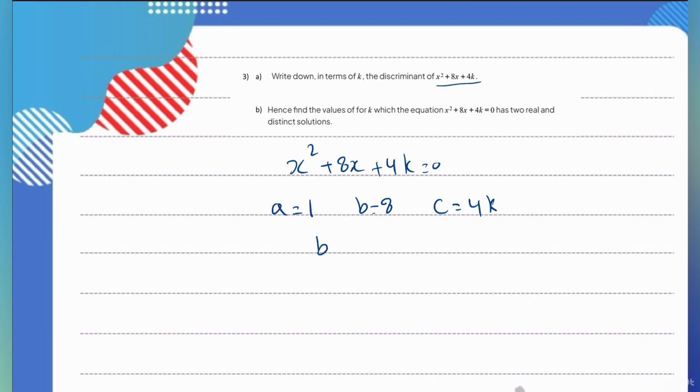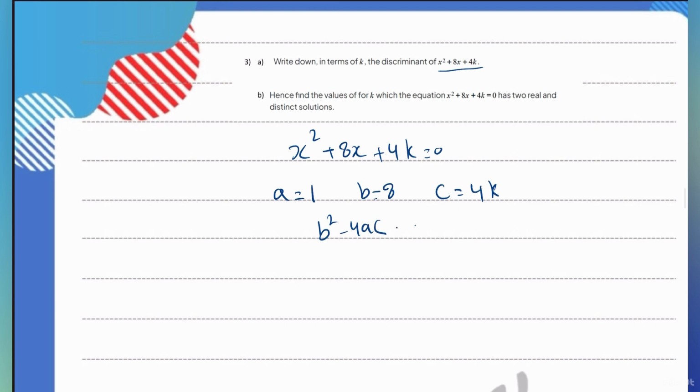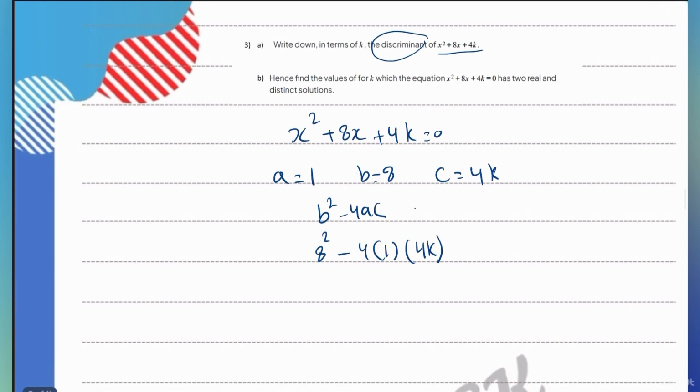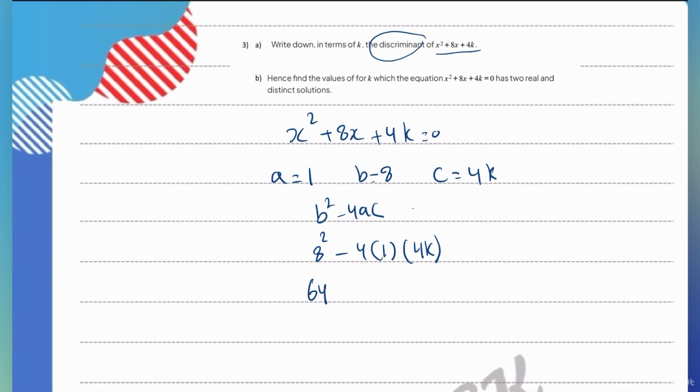After that, I know the discriminant is b power 2 minus 4ac. Take care, there is no need to write an equation here, no need to write equal to 0, larger than 0, or smaller than 0, because he just asked about the discriminant. So this is like an algebraic expression only. Let's substitute the values: we have 8 power 2 minus 4 times 1 times 4k. Let's simplify this more: 8 power 2 equals 64, minus 4 times 1 equals 4, and 4 times 4k equals 16k.